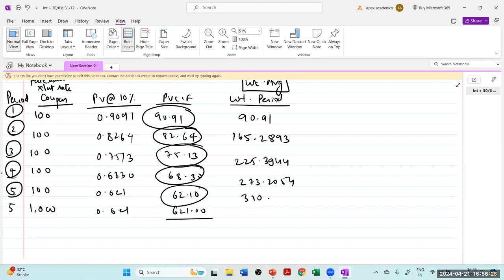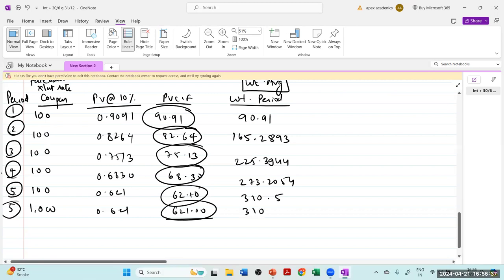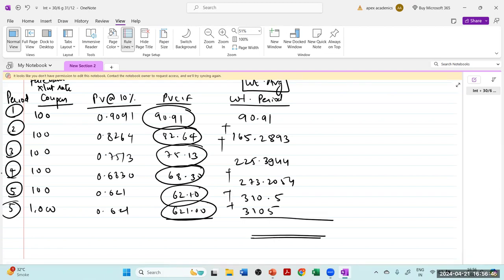310.5. Only 5. Okay. 621 multiplied by 5. What will you get? 3105. Take the total of all this, please. It should be approximately 4169. Let's take it as 4169 approx.